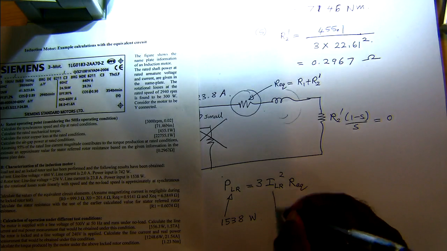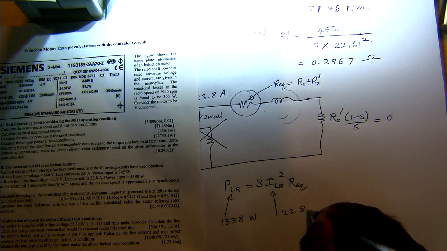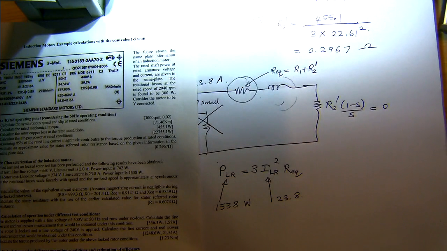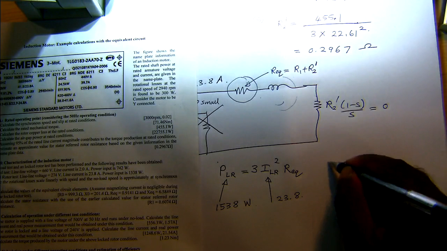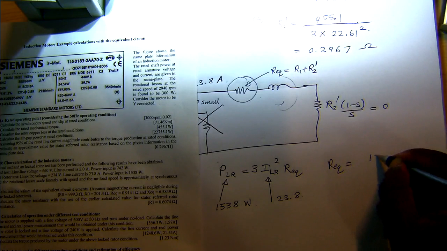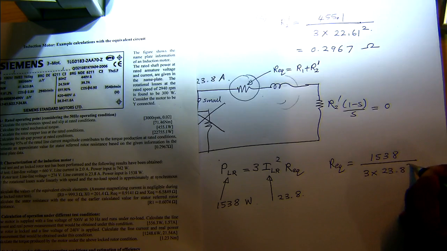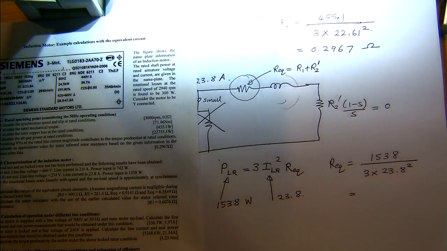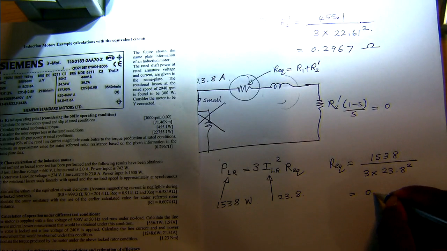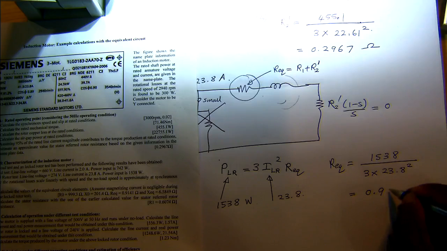And this current is 23.8. And then we can find the REQ. So REQ will be 1538 divided by 3 times 23.8 squared, which turns out to be 0.9 or 5.